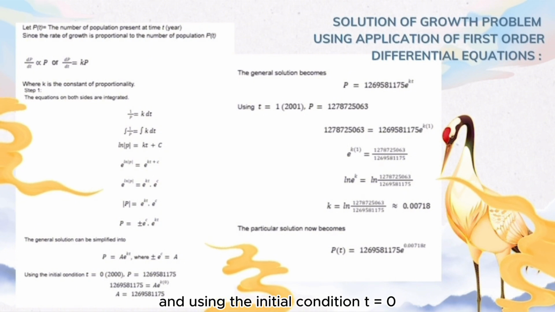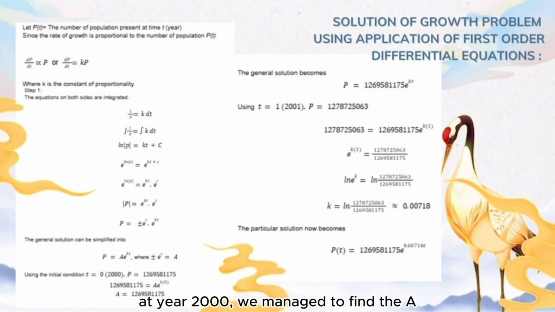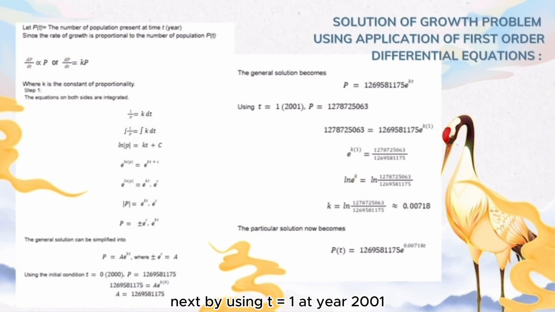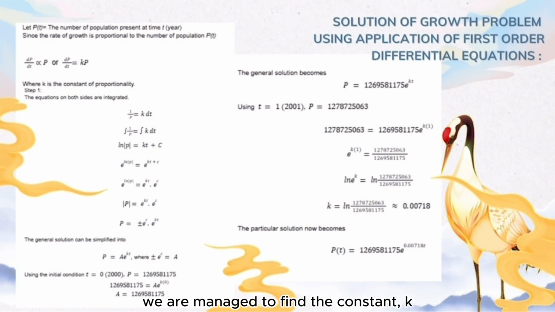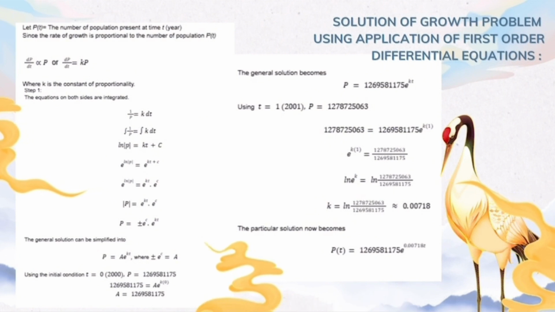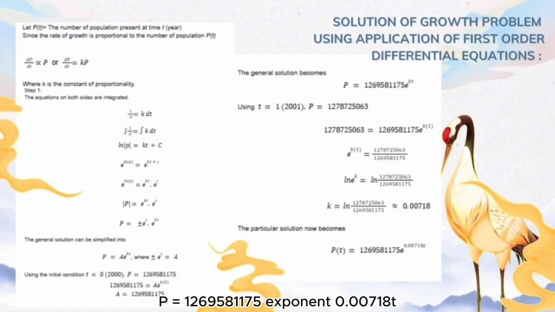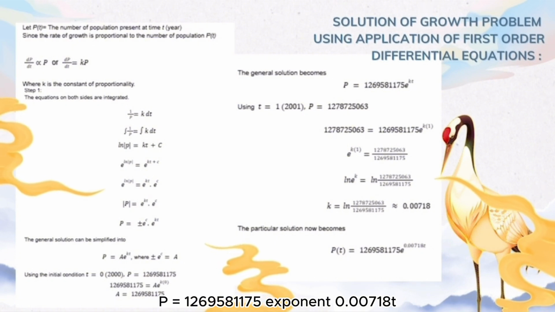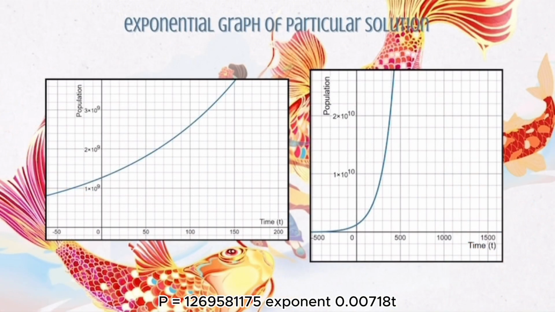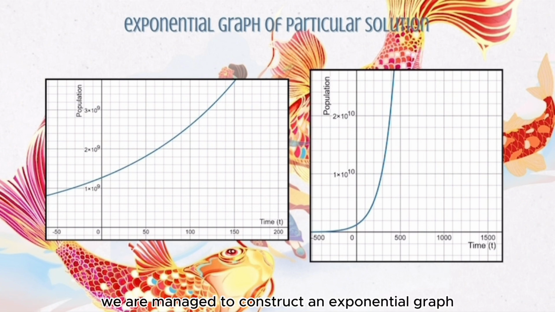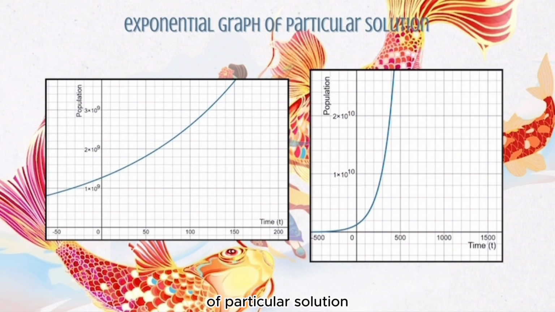And using the initial condition t equals 0 at year 2000, we managed to find the A. Next, by using t equals 1 at year 2001, we managed to find the constant. Now, we obtain a particular solution of P equals 12695811775 e to the power of 0.00718t. So, based on the calculated values, we managed to construct an exponential graph of the particular solution.